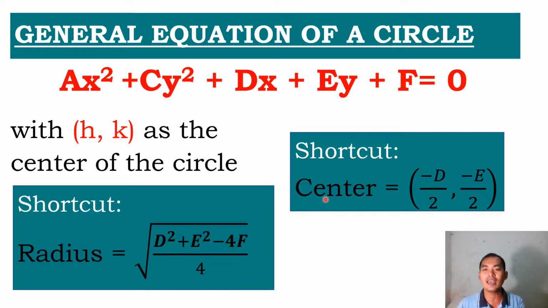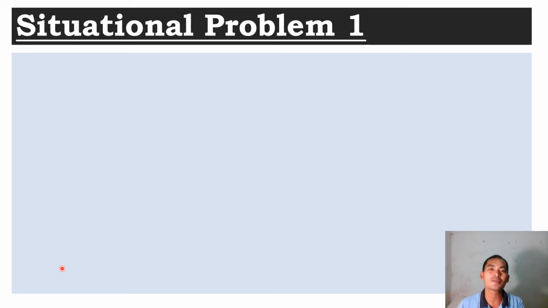Another, the shortcut on how to find the radius if the given equation is in general form without changing that equation in standard form. We have the radius equals the square root of d squared plus e squared minus 4f all over 4. So d, e, and f are coefficient, d and e are coefficient of x and y, while f is the constant term. So when you get the square root, that's the radius of the circle. Next. So let's proceed to situational problems.